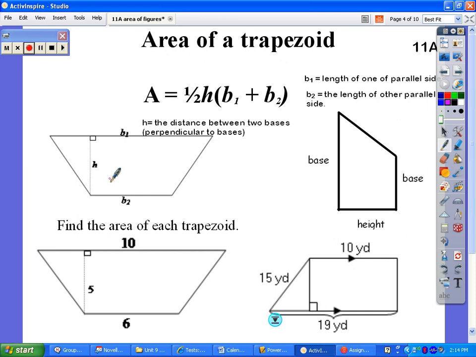So on our first picture of our isosceles trapezoid, B1 is the length of this base, B2 is this, and H is here. So on an isosceles trapezoid, we never use the legs in our area formula.